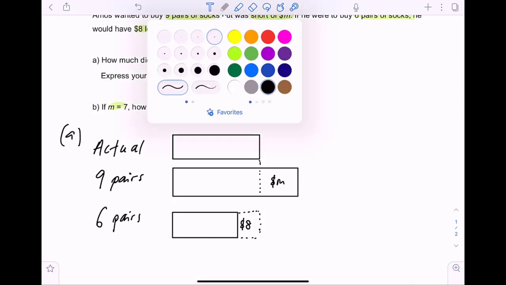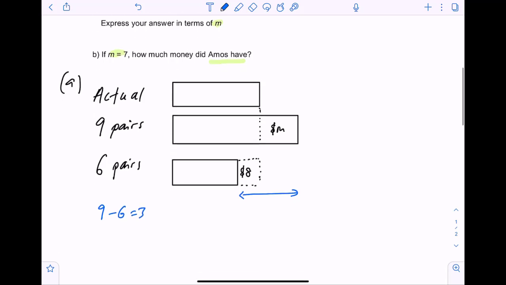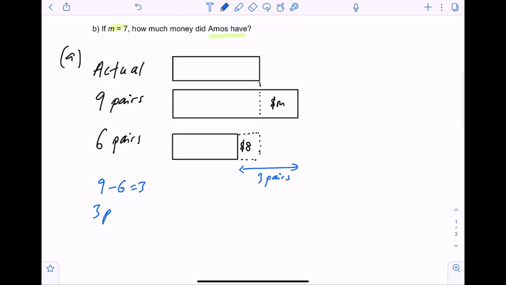Okay, so the difference between 9 pairs and 6 pairs is over here. 9 minus 6, that will be 3 pairs. So 3 pairs of socks, we will be able to find out the cost of it. 3 pairs of socks will be $M plus 8.